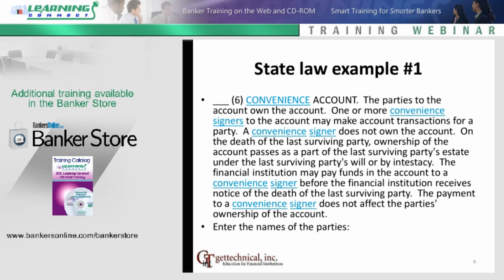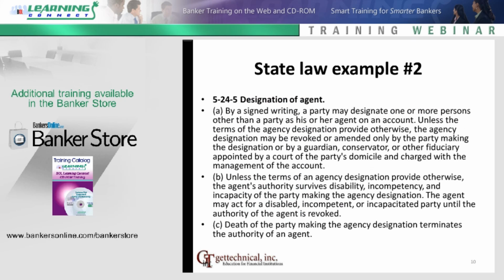So you might want to pull your state law and take a look at it. Here's the particular state I just pulled, and you can see it's called a convenience account here. And it says the parties to the account own the account, and one or more convenience signers may make transactions for a party. And it says that the convenience signer doesn't own the account. So these are the things you want to go in and look at in your state law and see, what is it called in my state law, if it addresses it at all? Is it a convenience account, or is it an agent? And here's one, that designation of agent. By signing a writing, you can designate one or more persons other than the party as their agent on the account.